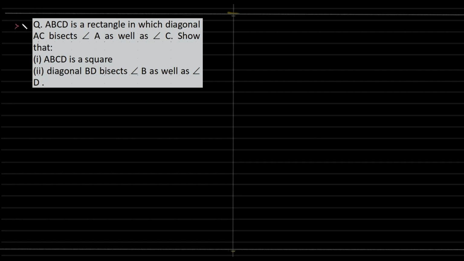ABCD is a rectangle in which diagonal AC bisects angle A as well as angle C. Show that ABCD is a square and diagonal BD bisects angle B as well as angle D. So again, you have to figure out what is the property of a rectangle and how is it different from that of a square. So how can we prove that a rectangle is a square?